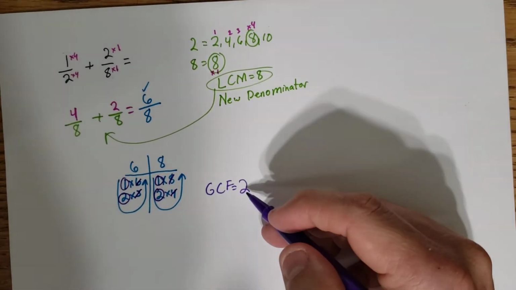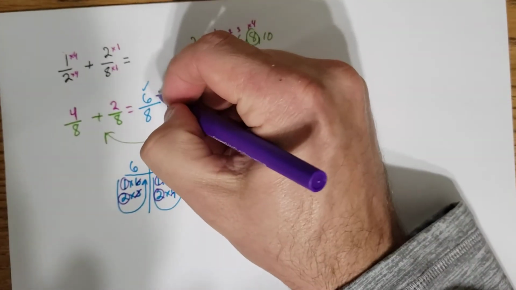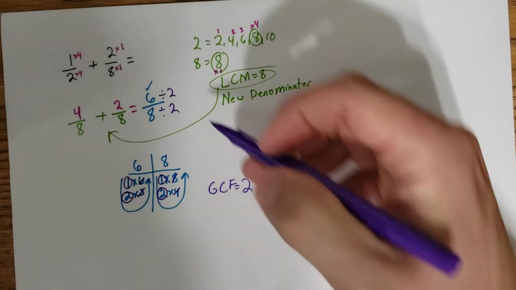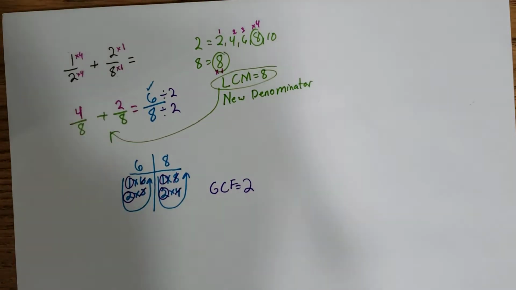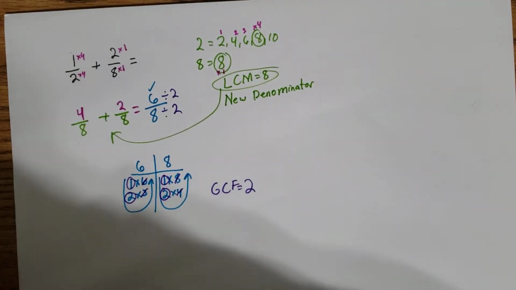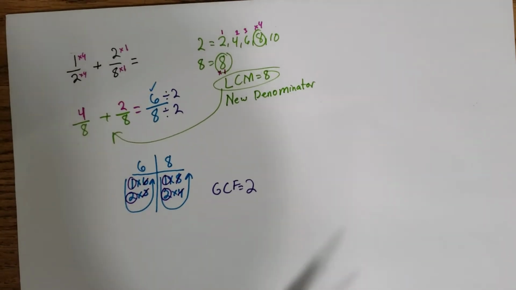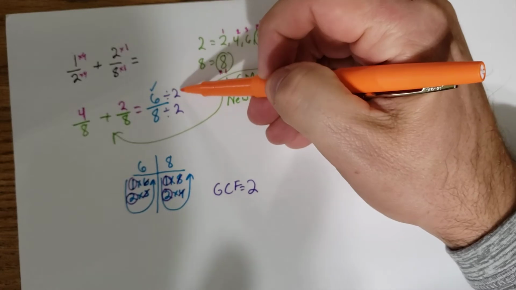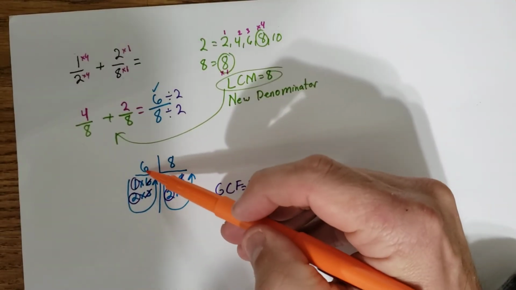Now that we have our GCF, what do we do with it? We divide the top and the bottom by the GCF, which is 2. So divide the top by 2, divide the bottom by 2. Now here's a super awesome trick for dividing if you do your T-chart. If we look up here and say 6 divided by 2, we can come right down to our chart and say the same thing.